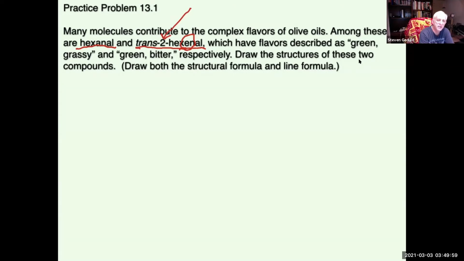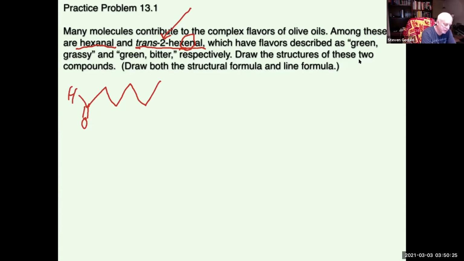Hexanal is 6 carbons. 1, 2, 3, 4, 5, 6 carbons. And on the end, there is an aldehyde group. So let's do it here. So I have room. Double bond O. And usually I'll put an H right here just to make it look right. You don't have to put the H, but I usually do just because it's an aldehyde group and it stands out. You don't normally include H's in line drawings.